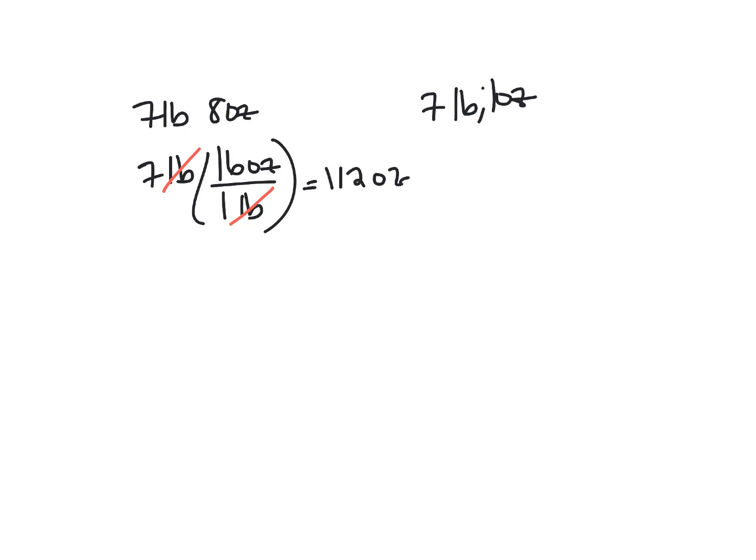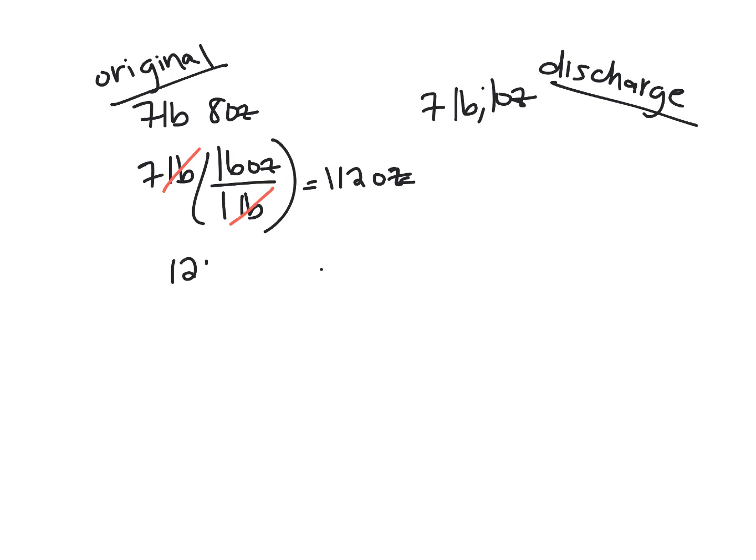So I can actually use this part of the number with both of my weights here. So on the left side, my original weight, so this is the original, and this is at discharge. We can convert these both to ounces. So what I see is I have 112 ounces plus my 8 ounces, so that's 120 ounces. And then at discharge, it was 7 pounds, 1 ounce, so we have 113 ounces.